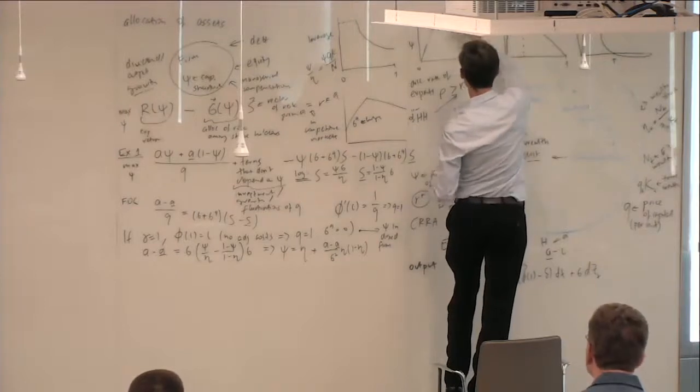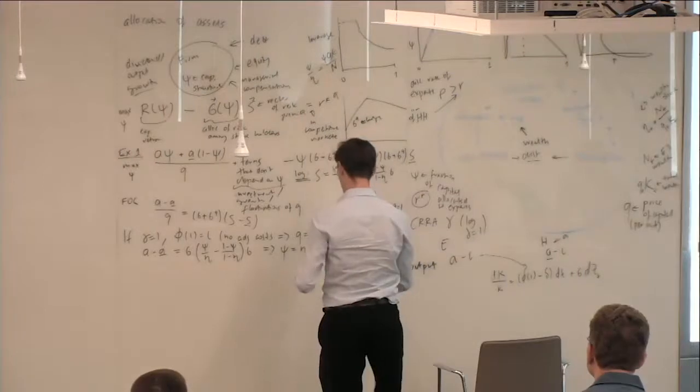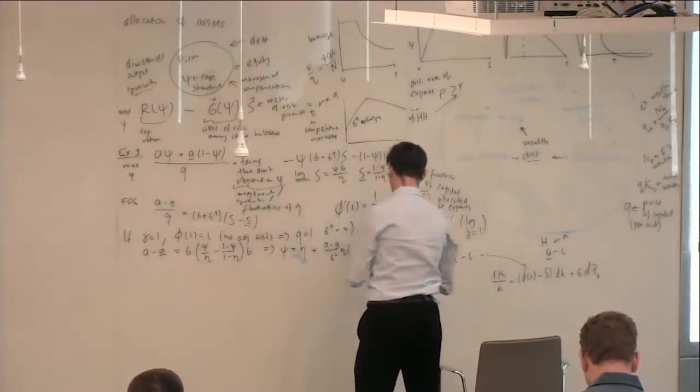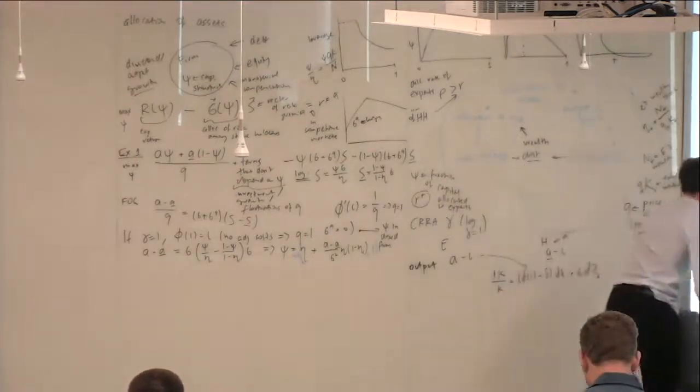We take the minimum because it can never be bigger than 1. We take the minimum of this and 1. Okay. Basically, that's the function.